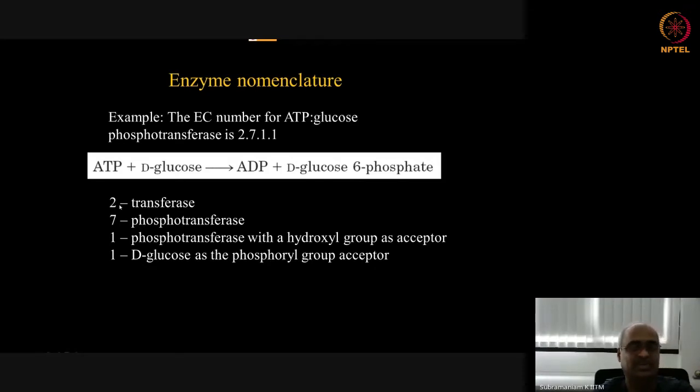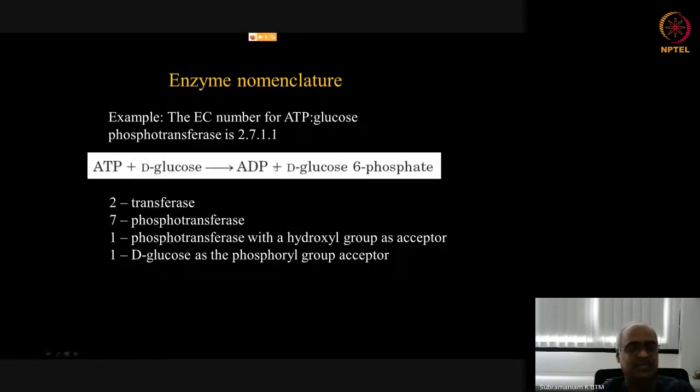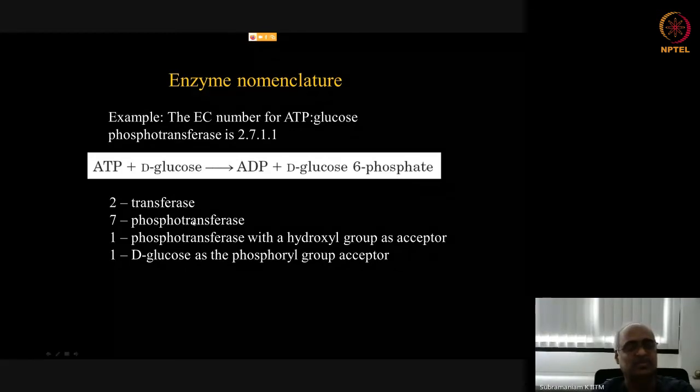Since this is a transfer reaction, it is a transferase, so it is number 2. Now, what kind of group is transferred among the transferases? The 7th subgroup of transferases are all transferring a phospho group. And this is transferring a phospho group, therefore it is 2.7. Now, where is this phosphate getting transferred to? To answer that, you have subgroups within 7. And this is number 1 because it transfers the phospho group with a hydroxyl group as acceptor.